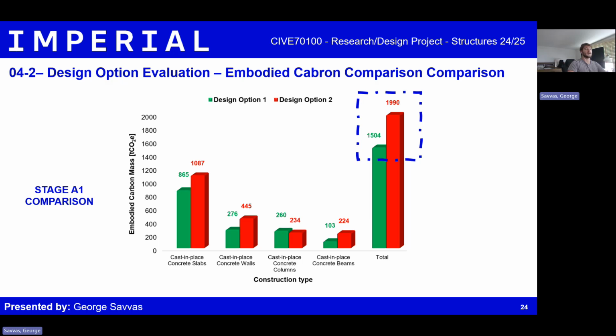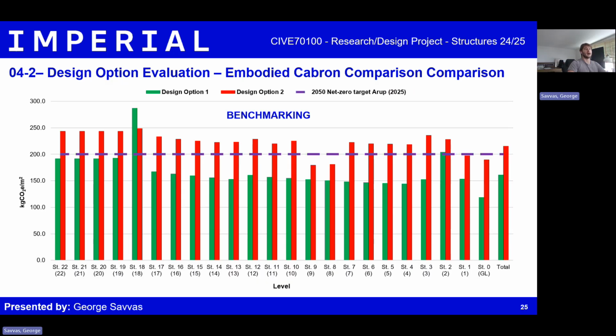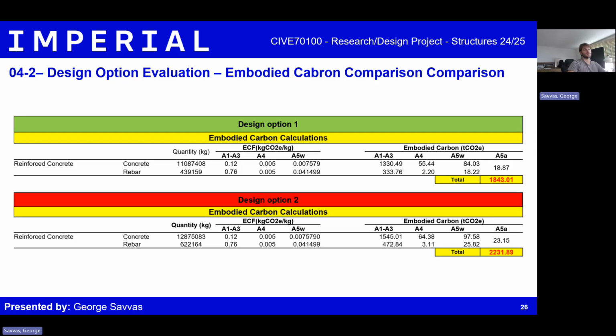However, benchmarking is needed to put these numbers into context. According to a study by Arup, new builds must target less than 200 kilograms of embodied CO2 per square meter to align with the UK's 2050 net zero goals. As shown, Scheme 1 performs far better than Scheme 2. And this trend also carries forward when looking at a complete stage A1 to A5 analysis.